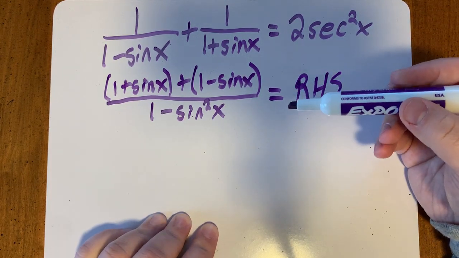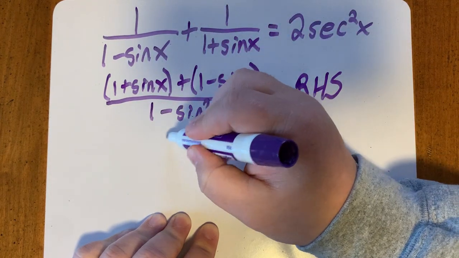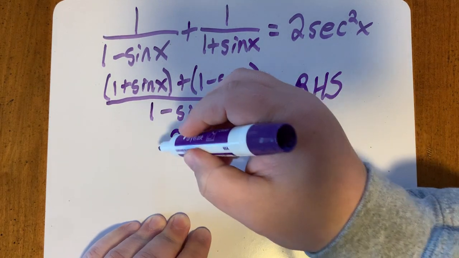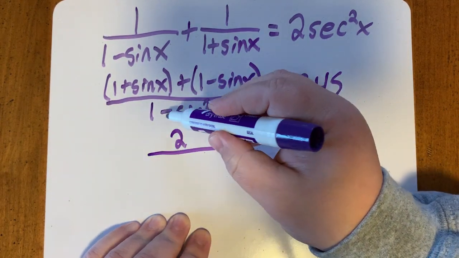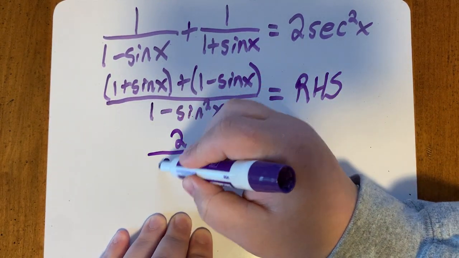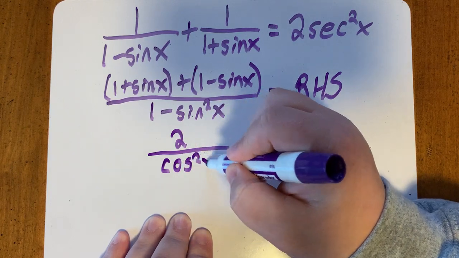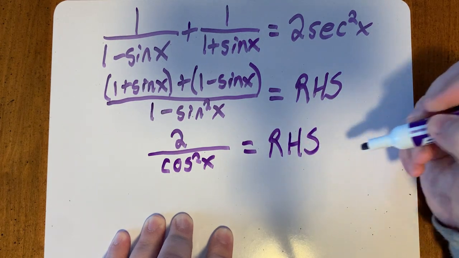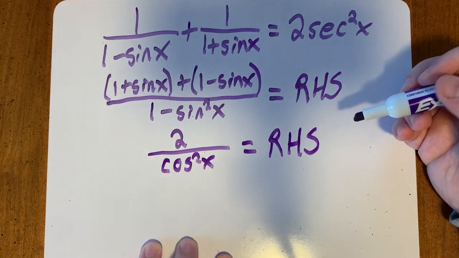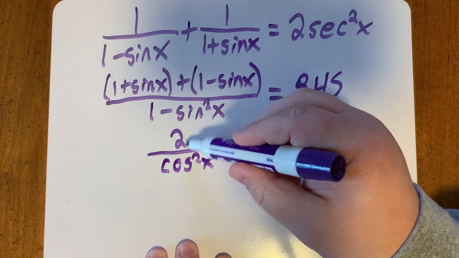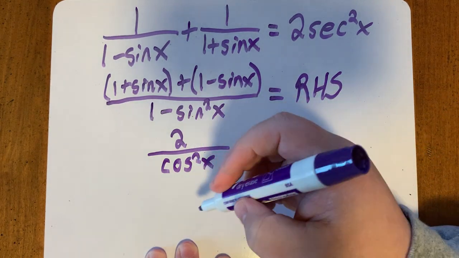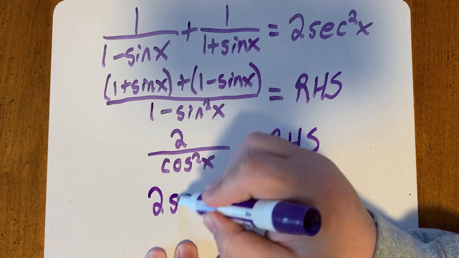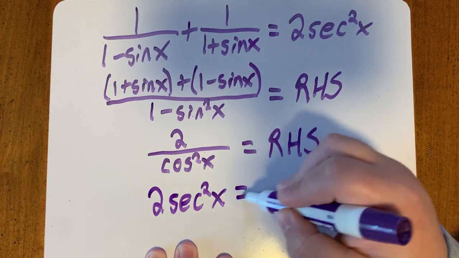And then when we simplify, 1 plus 1 is 2. Sine of x minus sine of x is 0. And 1 minus sine squared is cosine squared of x. And 2 over cosine squared, well, 1 over cosine squared is secant squared. So 2 over cosine squared is 2 secant squared.